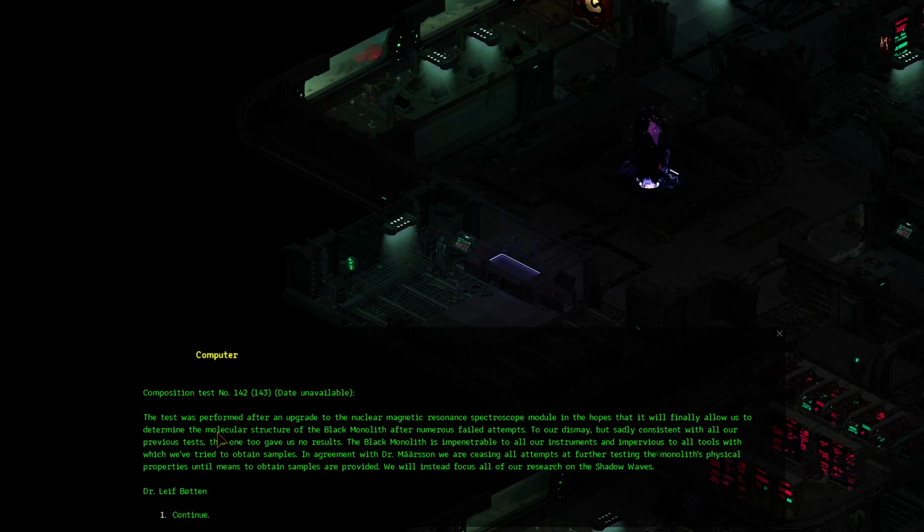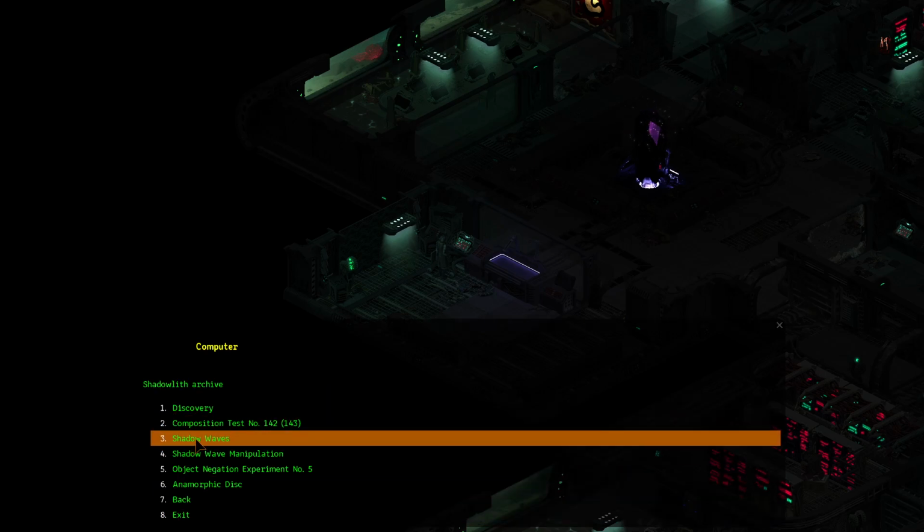So, there you go. Anyway, determine the molecular structure of the black monolith after numerous failed attempts. To our dismay, but sadly consistent with all of our previous tests, this one too gave us no results. The black monolith is impenetrable to all our instruments and impervious to all tools with which we've tried to obtain samples. In agreement with Dr. Marson, we're ceasing all attempts at further testing the monolith's physical properties until means to obtain samples are provided. We'll instead focus all of our research on the shadow waves. Dr. Leif Boten.